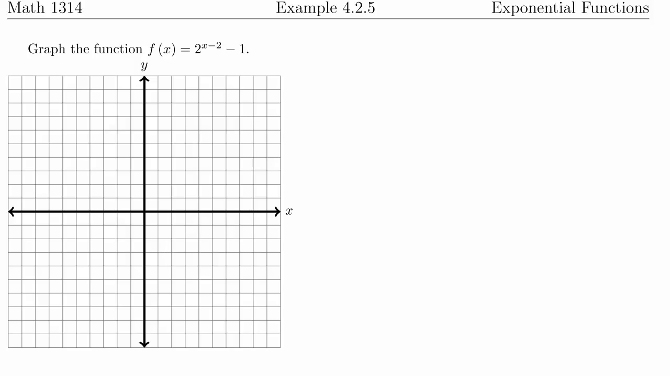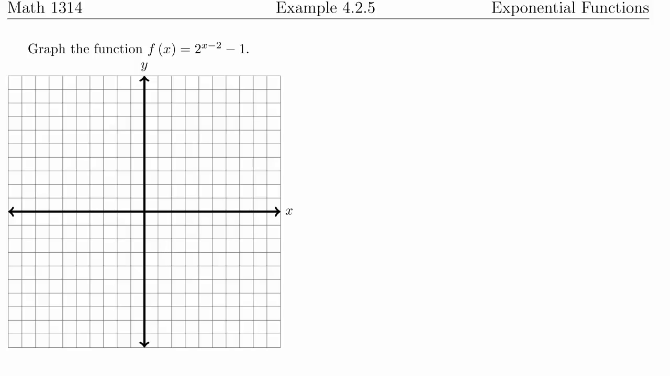Hello. The following example is example 4.2.5 in your notes, specifically letter C. We're going to graph the function f of x equals 2 to the x minus 2 minus 1. Notice that this is still an exponential function because the exponent is where the variable is.